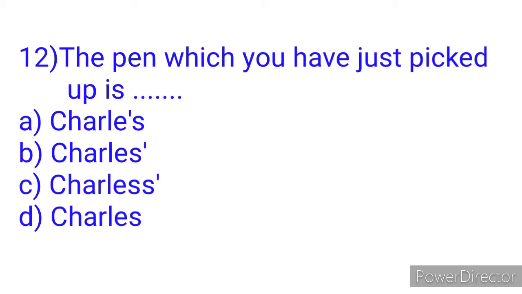Now let's choose the correct answer from the options. Option B is the correct answer, Charles' with the apostrophe coming after the last letter, which is the letter S. So option B is the correct answer in this question.